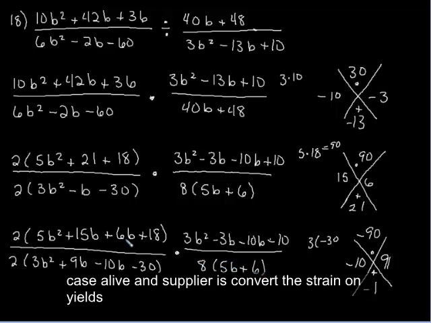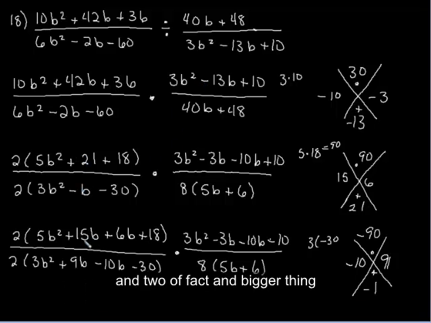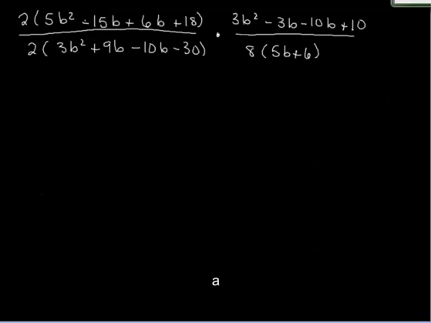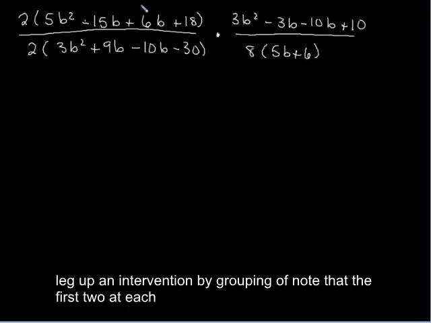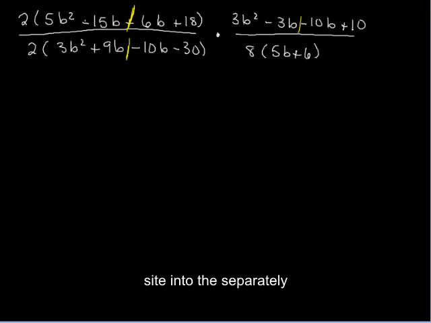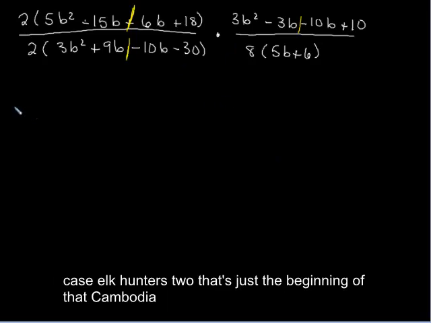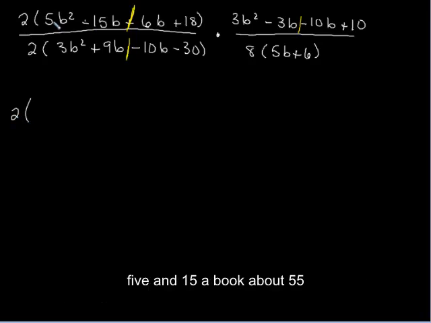Okay, so all I've done so far is convert these trinomials into a factoring by grouping. Now that I've got them into a factoring by grouping, I'm going to look at the first two of each and the second two of each separately. So I have this 2 that's just going to be hanging out there. That can't go anywhere. 5 and 15 will both divide by 5.